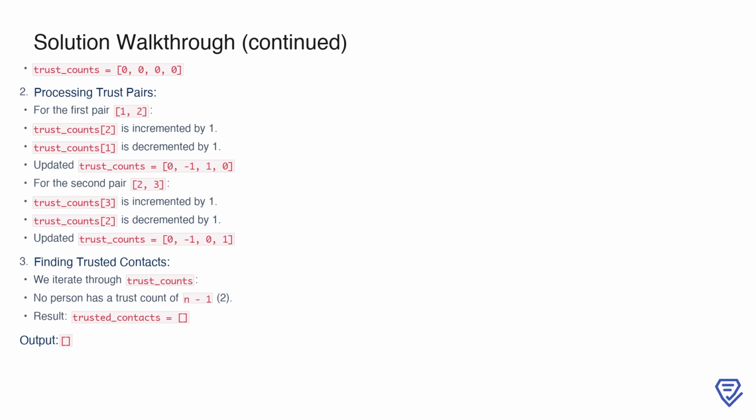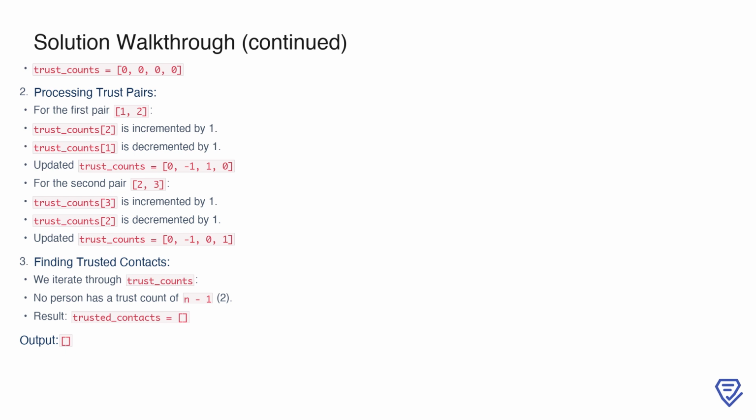Now, to find the trusted contacts, we iterate through the array and check for a value of n-1, which is 2 in this case. None of the indices in the array meet this condition. Person 1 has a value of -1, person 2 has 0, and person 3 has 1. None of them are trusted by everyone else. Therefore, the result is an empty list, and the output is -1.